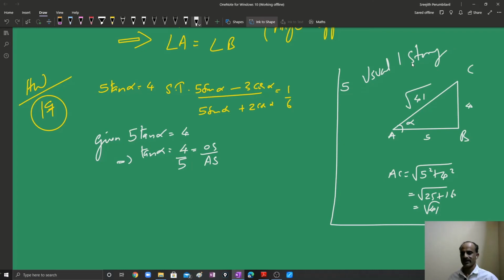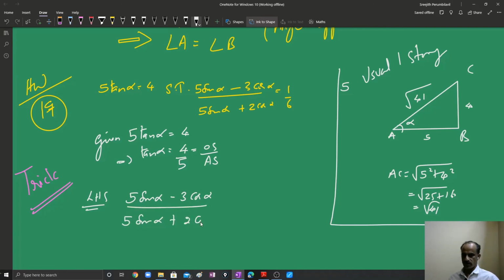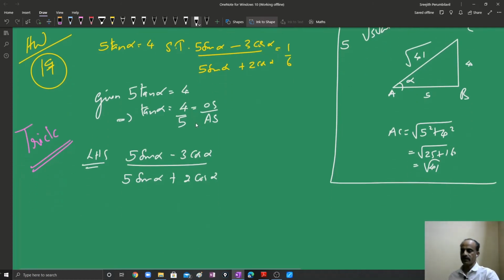Usual story, isn't it? Now what I'm going to do is put a trick here. Not applicable for all questions, but a few of them. Such questions can come in the board. Tan alpha is going to be 4 by 5. You draw the triangle the usual way. Now, what is the LHS? LHS is (5 sin alpha minus 3 cos alpha) divided by (5 sin alpha plus 2 cos alpha). This is to be proved as 1 by 6.